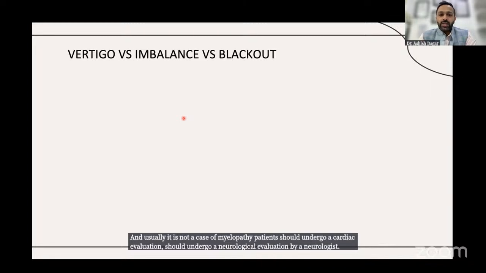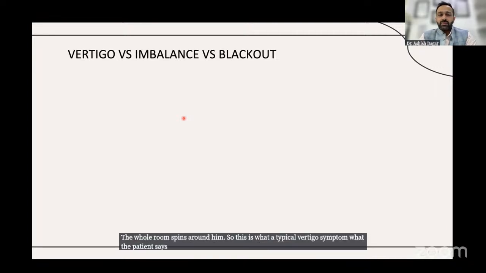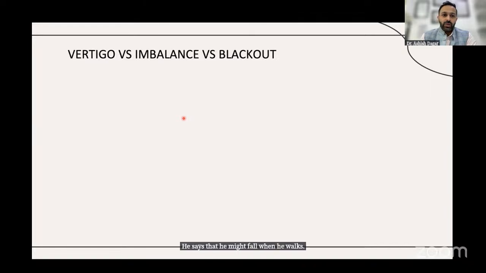Vertigo is when he says that whenever he changes position or changes his head, the whole room spins around him. This is a typical vertigo symptom. Imbalance is when a patient says that only when he is walking or standing, he is feeling wobbly. He doesn't feel confident in walking. He says that he might fall when he walks. So here we have to differentiate.